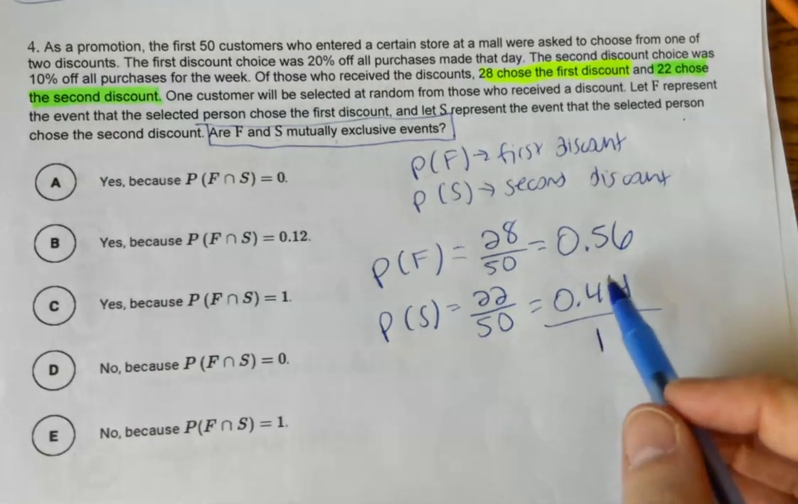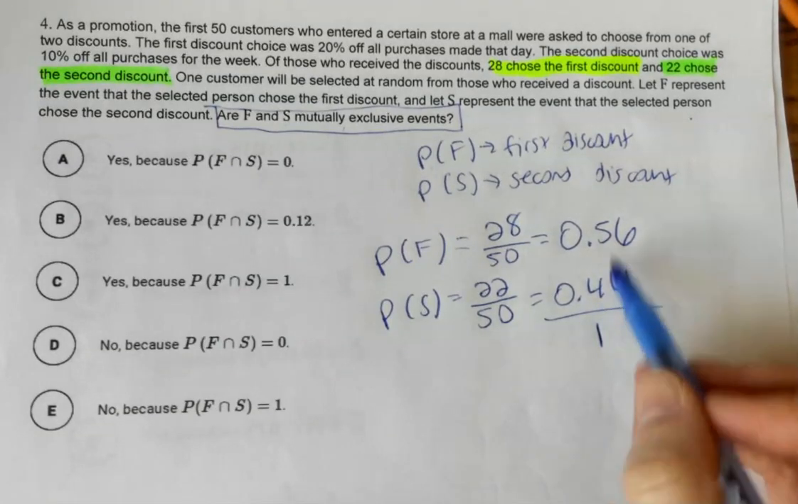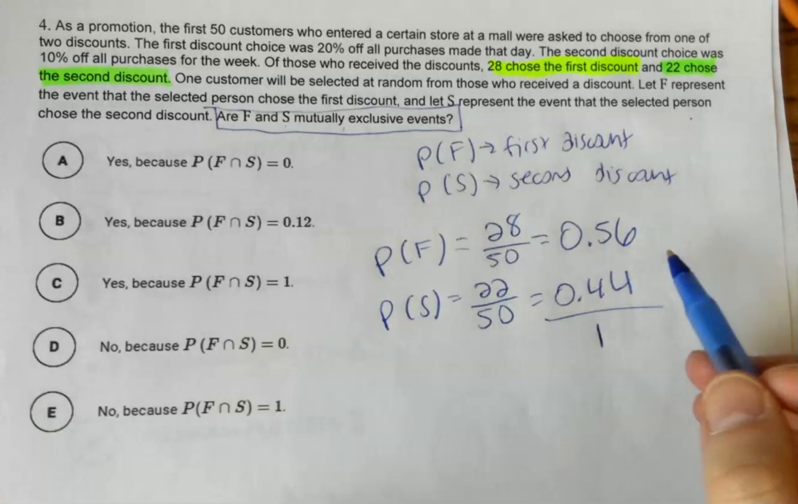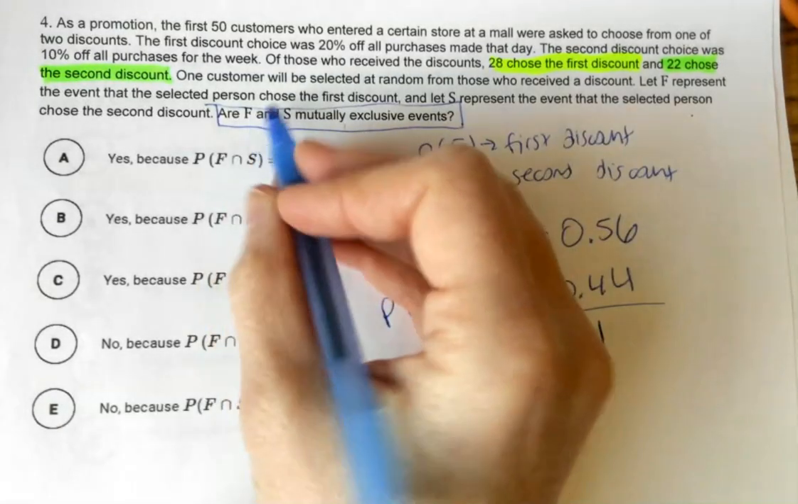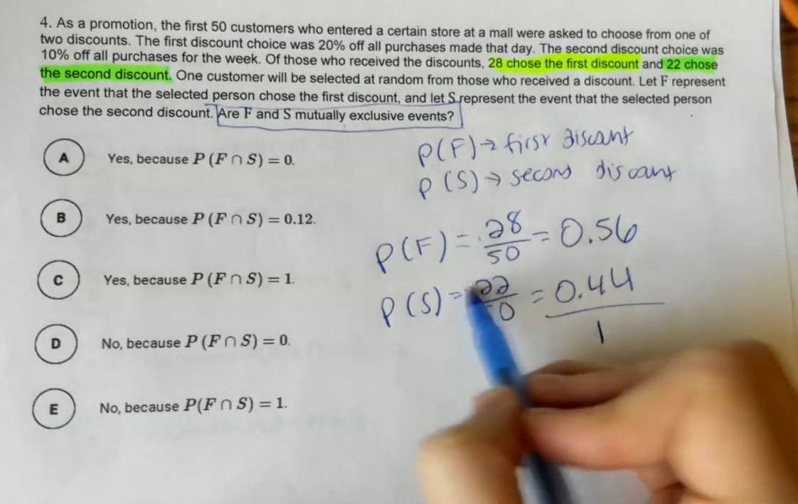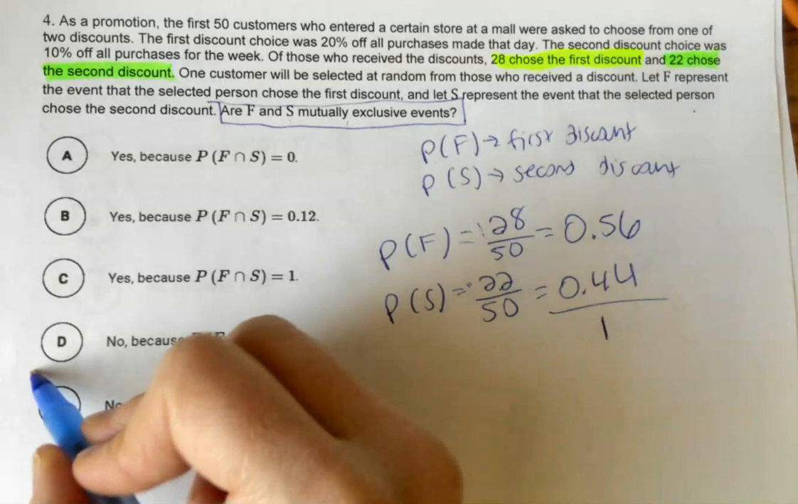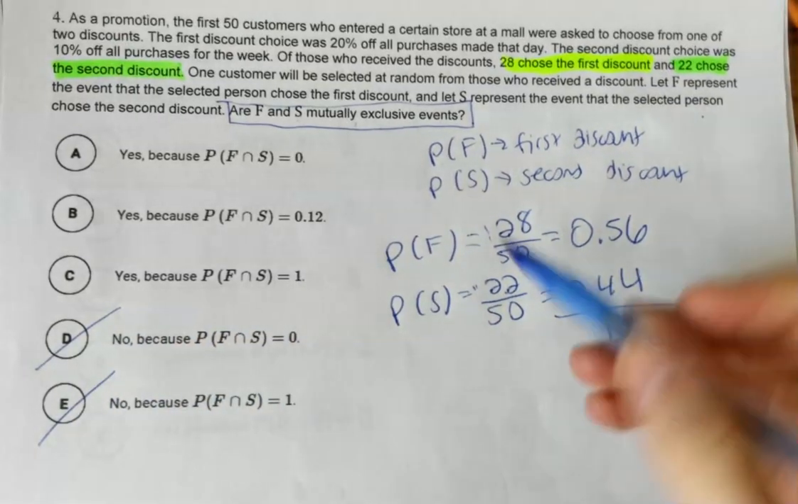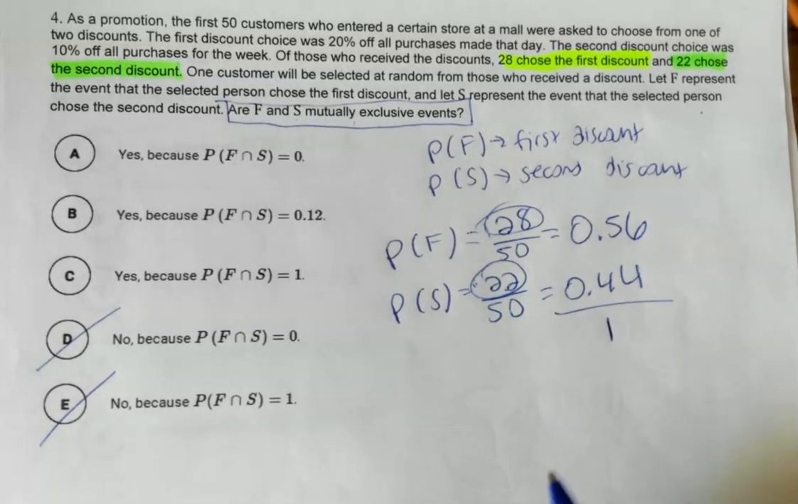So what that means is that there's not anyone that's in the first group and the second group together. I didn't double count anybody, right? 28 plus 22 gives me 50. That accounts for all 50 customers. There's no one that's in both of the groups. So yes, they are mutually exclusive. So I can go ahead and eliminate this and this because I haven't double counted anybody, right? There's 28 in the first group, 22 in the second.